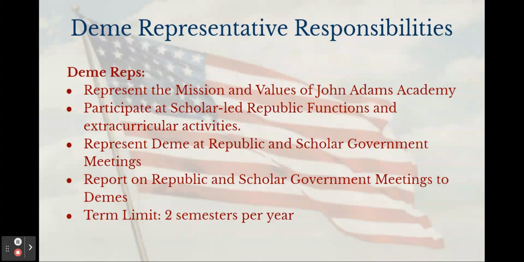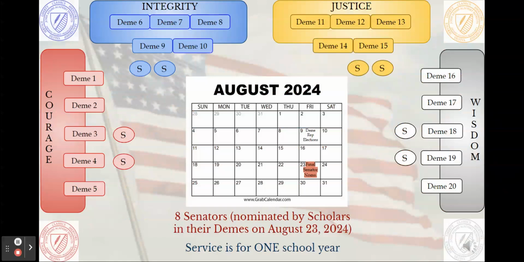Before accepting a nomination for dean representative, please take note of the responsibilities of this position. Dean reps represent the mission and values of John Adams Academy, participate at scholar-led Republic functions and extracurricular activities, represent deans at Republic and scholar government meetings, report on Republic and scholar government meetings to deans, and serve a term limit of 1 school year, 2 semesters.